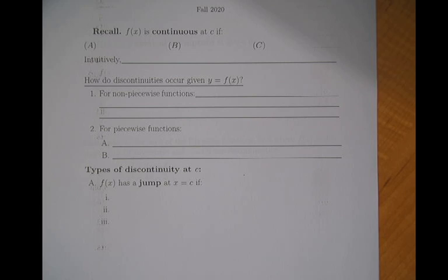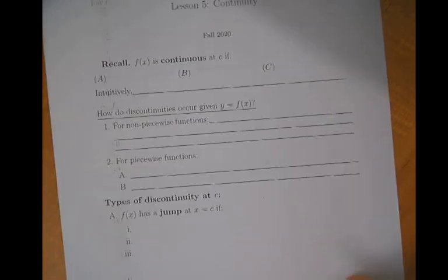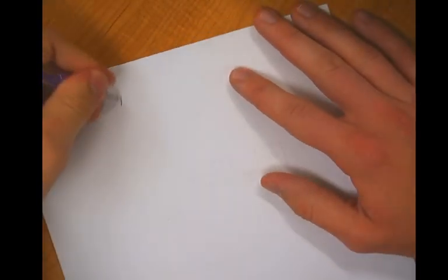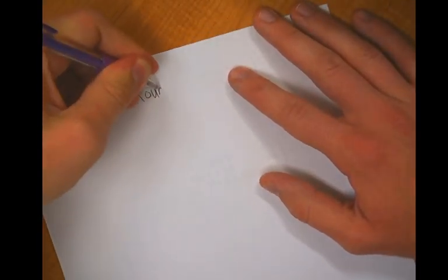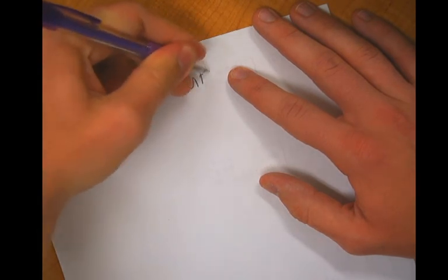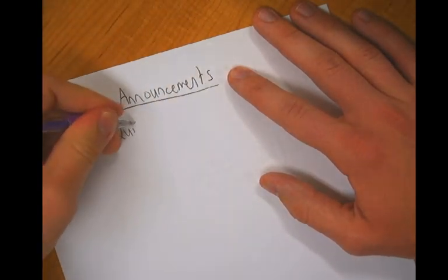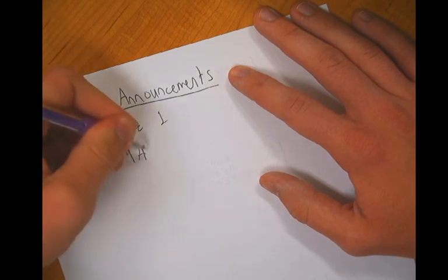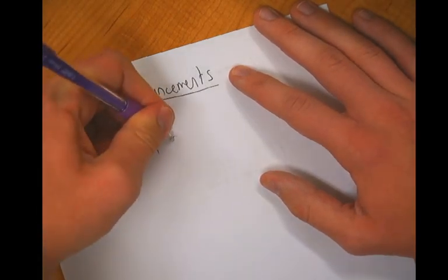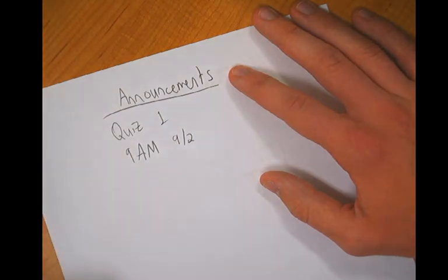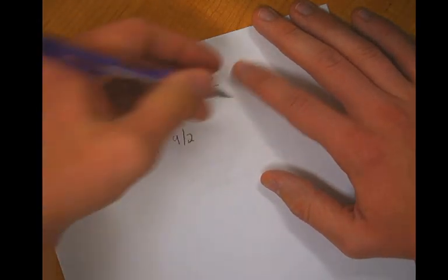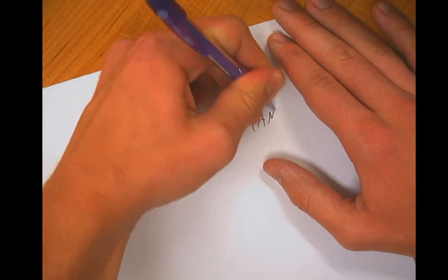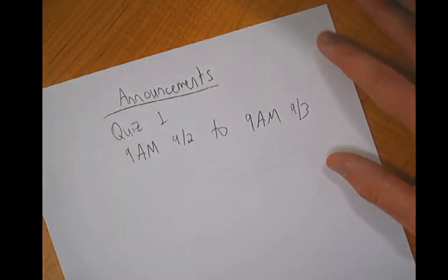Okay. A few things before we get started. Just announcements. Quiz 1: the window for that is 9 a.m. on Wednesday the 2nd, which is today, so in about 30 minutes, to 9 a.m. on the 3rd, so tomorrow.